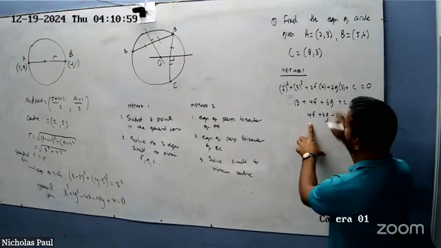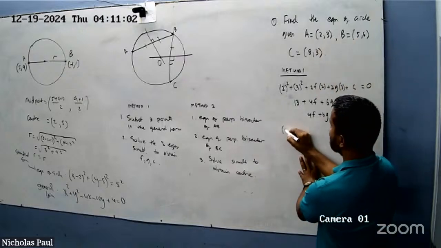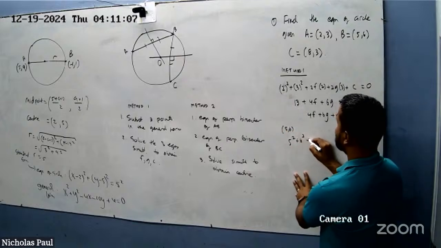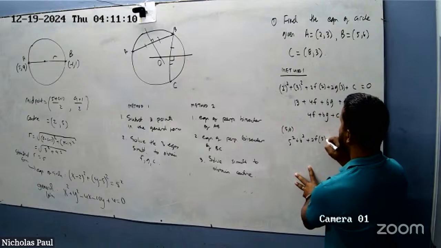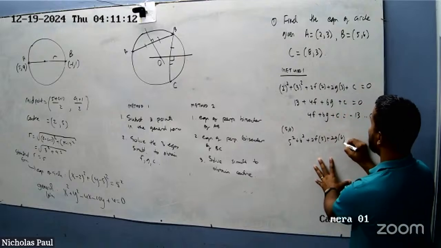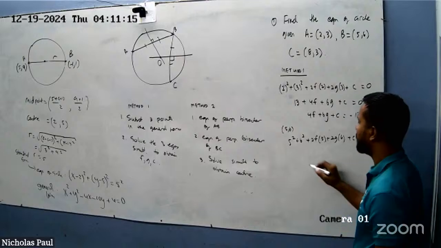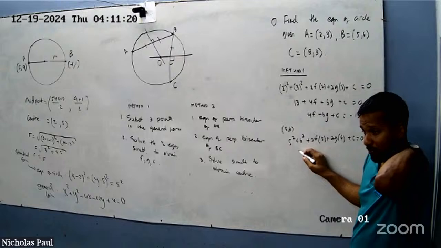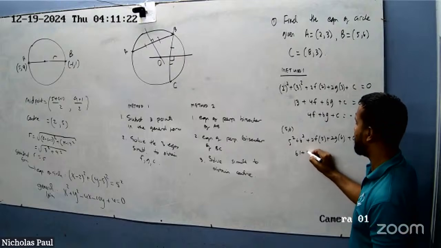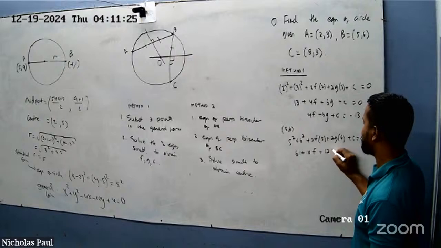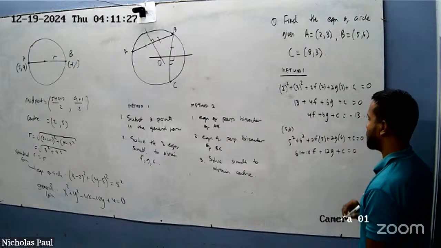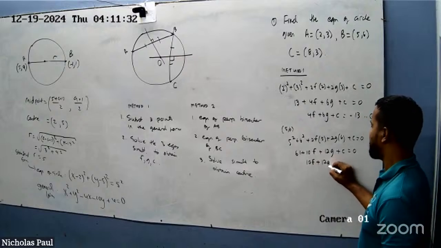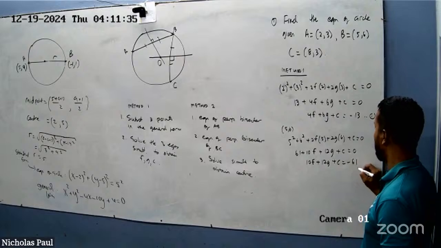Equation 2: I'm going to substitute 5, 6. So I'll get 5 squared plus 6 squared plus 2f times 5 plus 2g times 6 plus c is 0. This is 25 plus 36, that's 61. So this is 61 plus 10f plus 12g plus c is 0. So you'll get 10f plus 12g plus c is minus 61.